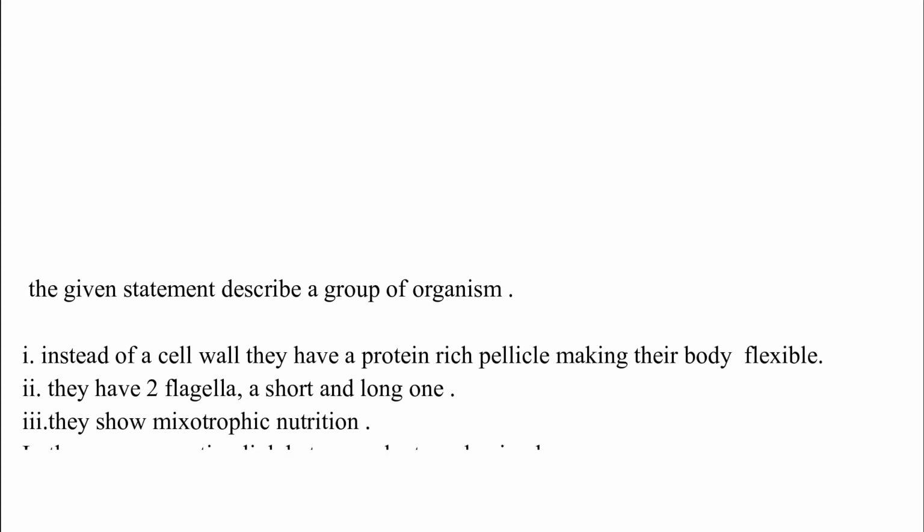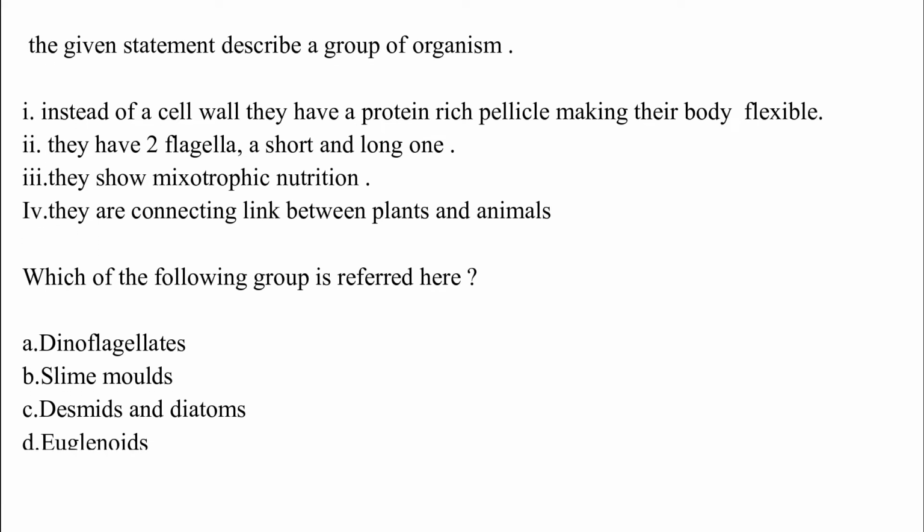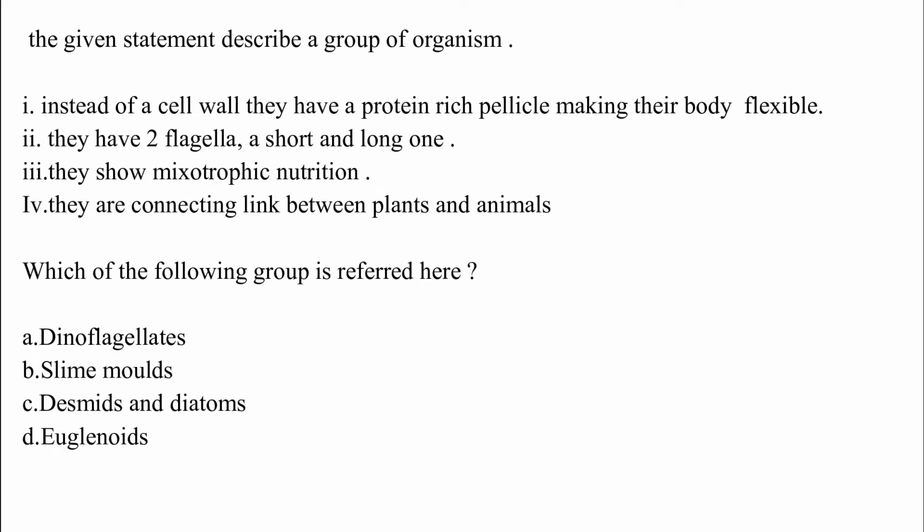The given statements describe a group of organisms. One, instead of a cell wall, they have a protein-rich pellicle that makes their body flexible. Two, they have two flagella, a short and a long one. Three, they show mixotrophic nutrition. Four, they are a connecting link between plants and animals. Which of the following groups is referred to here? Option A, dinoflagellates; option B, slime mold; option C, desmids and diatoms; option D, euglenoids. The correct answer is option D, which is euglenoids.